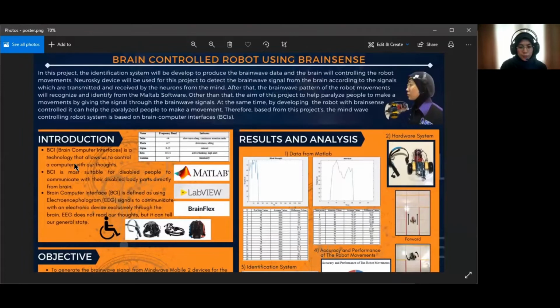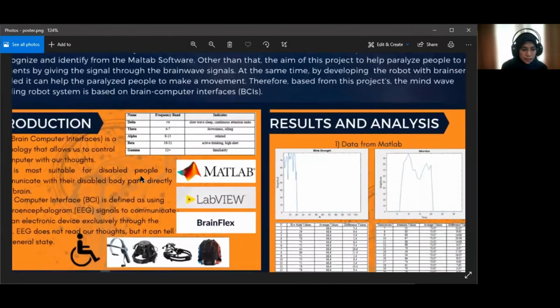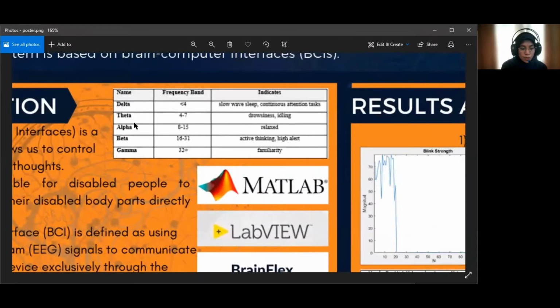And in theory, the brainwave pattern has 5 categories, as we can see in this table. Firstly is delta, theta, alpha, beta, and gamma. These 5 have different frequency bands and different indications.